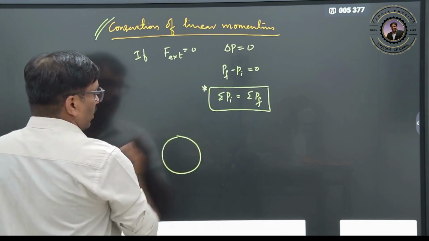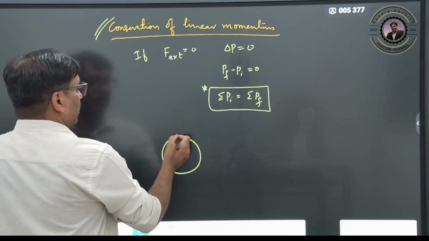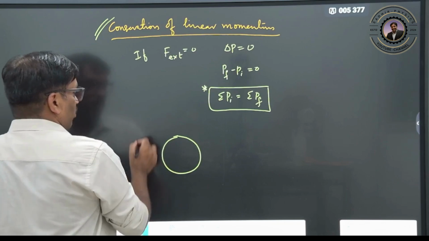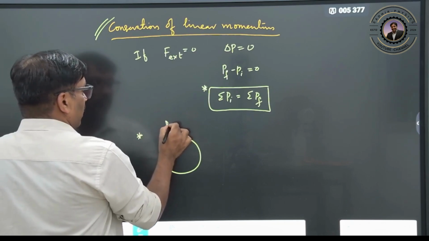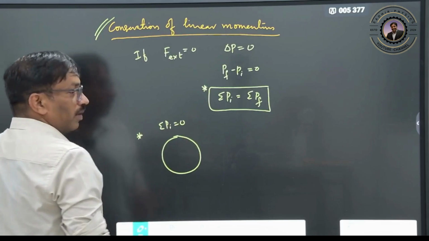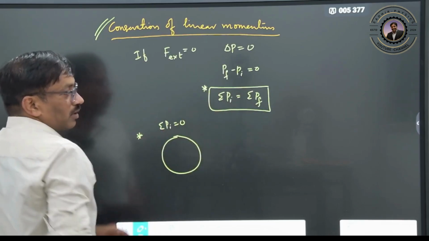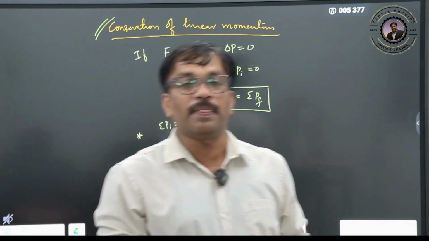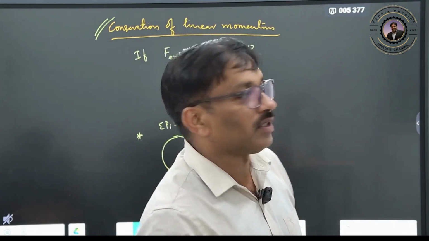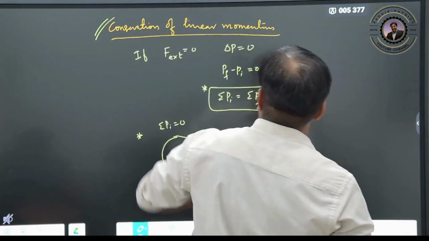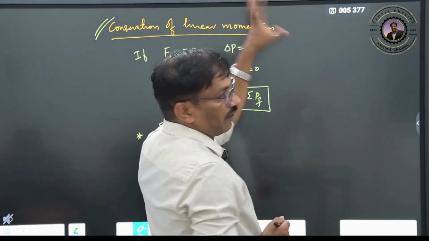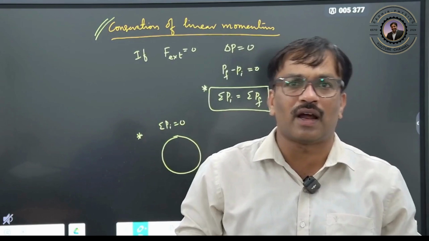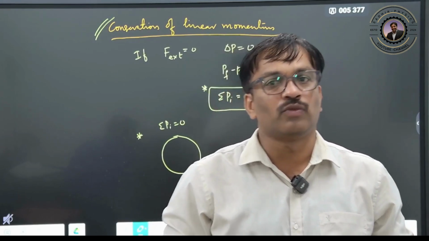Even explosion is there. Now suppose one object is there, one bomb, and initially it is not moving. Therefore initial momentum will be equal to 0. But what will happen now? After a certain time it explodes. Explosion is due to internal forces, not external forces. Conservation of momentum is not affected by internal forces, because internal forces will not make an object move.